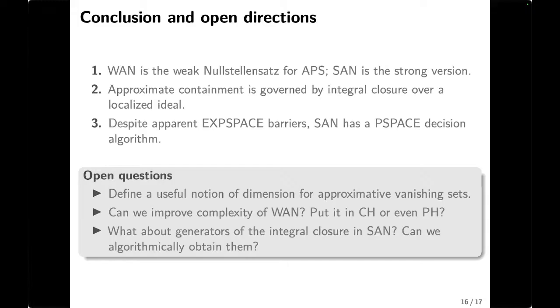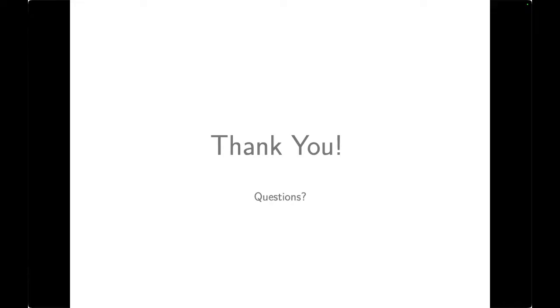And something that is not on the slide is generalizing something like Gröbner bases in this setting. There is something called Mora's algorithm that works over local rings. We looked into that, but it doesn't seem to work. So all of this in our opinion is very interesting and open. Okay, thank you.